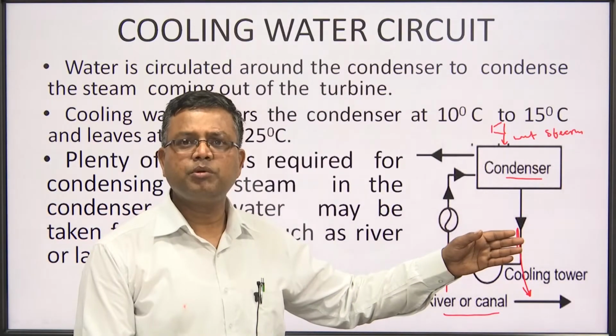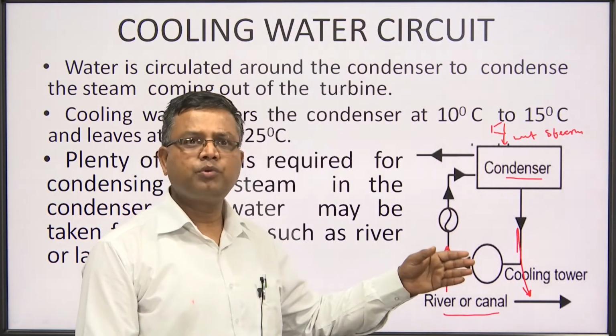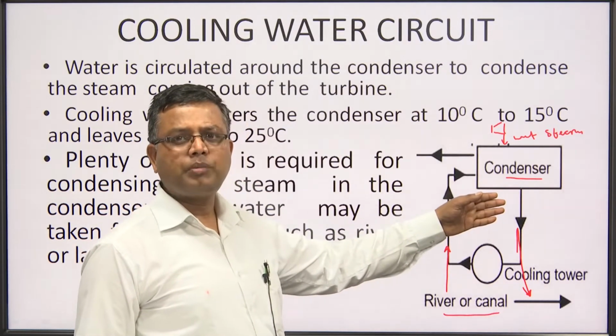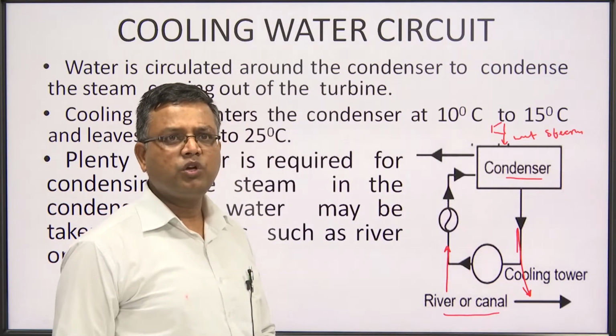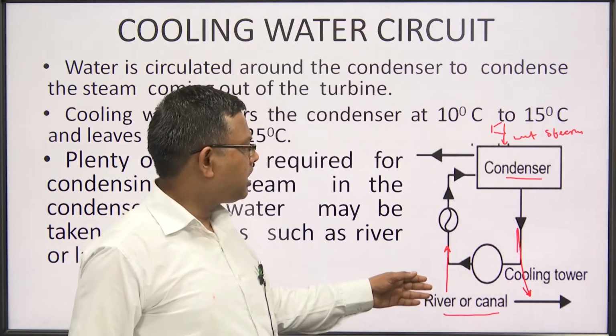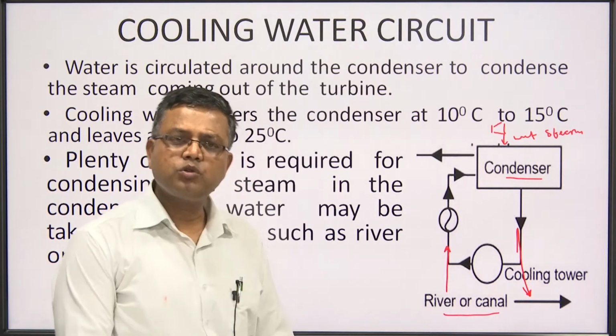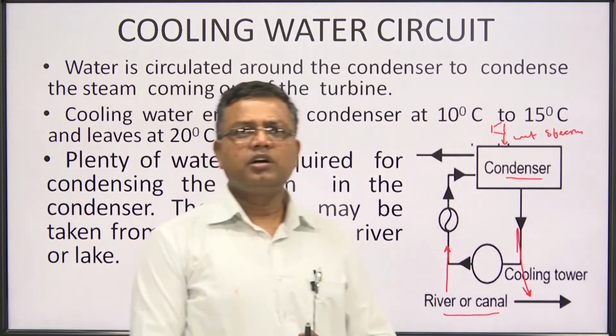Also, whenever we are taking water from the river or canal for cooling purposes, we cannot use it directly because there are some impurities in the water, and those impurities can damage the pump as well as the tubes or pipes of the condenser. So we filter the water, and after filtering we can use the water.